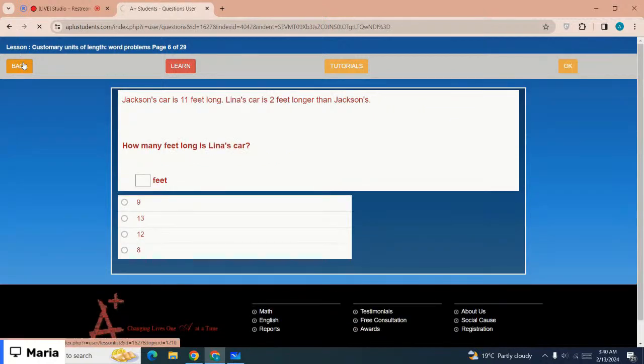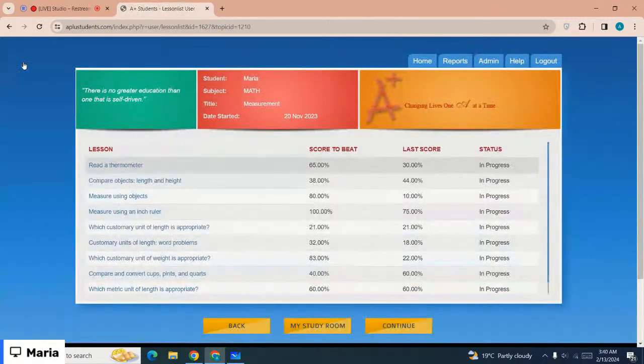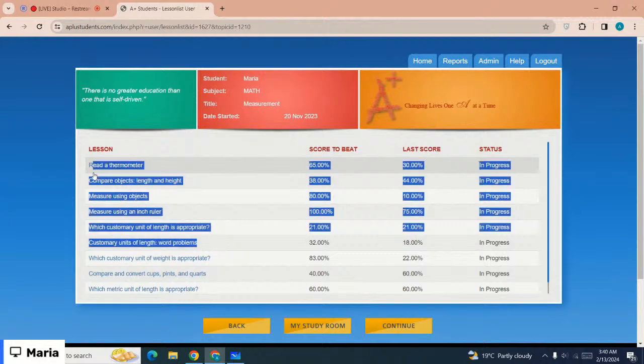So we were working on grade 1 math. The lesson we were working on is measurement, grade 1. The lessons we have covered today are read a thermometer, compare objects' length and height, measure using objects, measure using an inch ruler, which customary unit of length is appropriate, and customary units of length word problems, right?